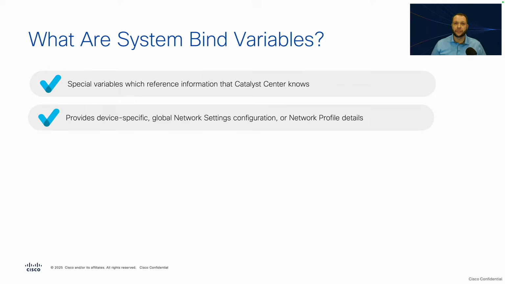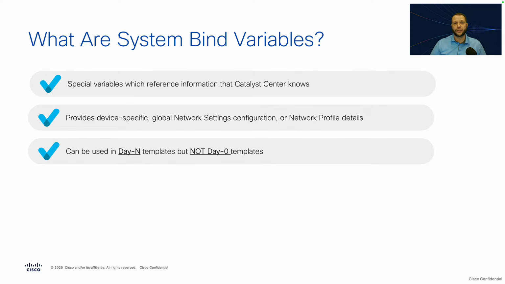They can provide device-specific information, they can reference global network settings configurations that you've made, or they can even reference information about network profiles that you've created. System bind variables are hugely useful.